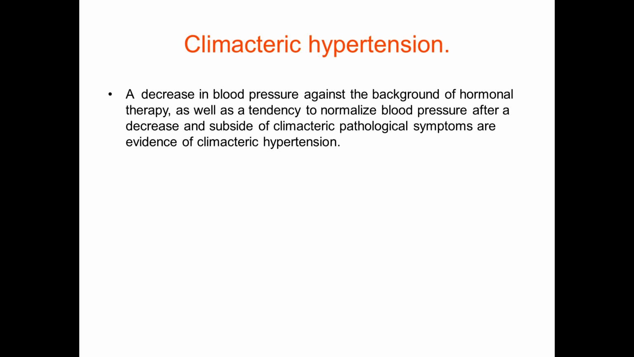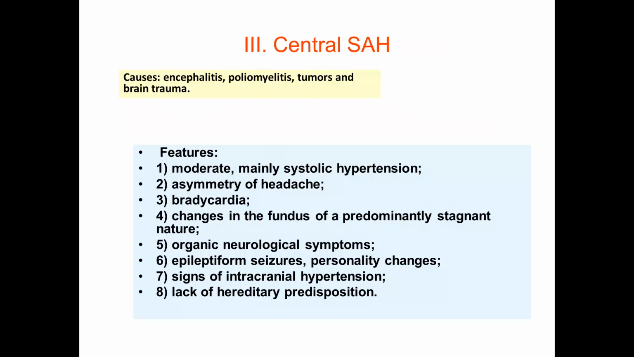Next is climacteric hypertension. A decrease in blood pressure against the background of hormonal therapy, as well as a tendency to normalize blood pressure after the subsiding of climacteric pathological symptoms, is evidence of climacteric hypertension. Of course, this may occur in a woman who is more than 45-50 years old.